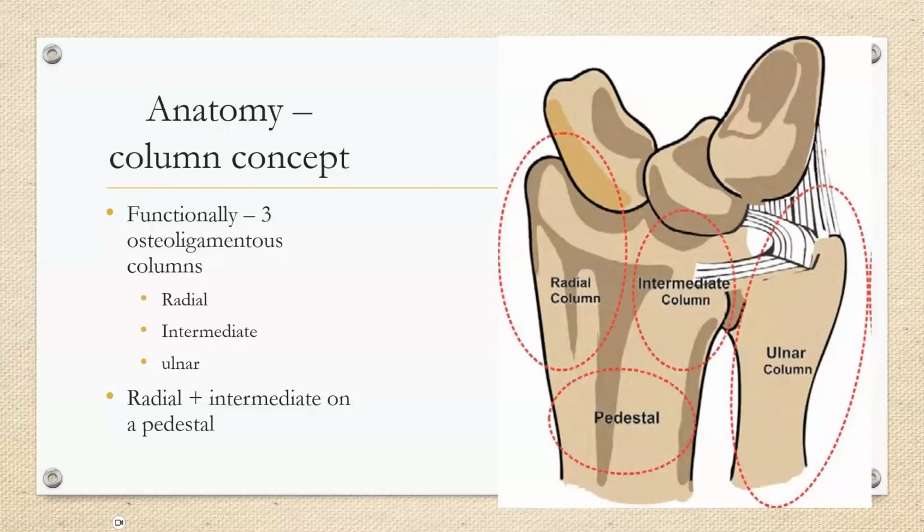Continue, Praveen. Yes, sir. So currently all fractures are approached according to a column concept. Basically, the column concept divides the distal radius into three functional osteoligamentous columns with various structures comprising each column. It is comprised of the radial column, the intermediate column and the ulnar column, which predominantly just consists of the ulna. The radial and the intermediate column sit on the pedestal, which is the metaphyseal diaphyseal junction of the distal radius.